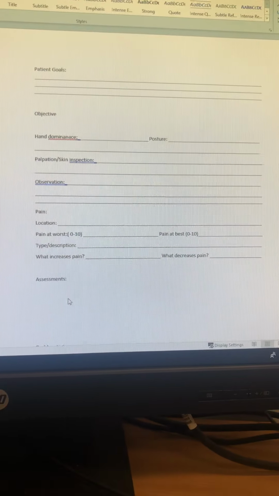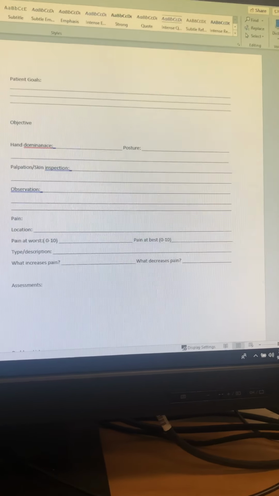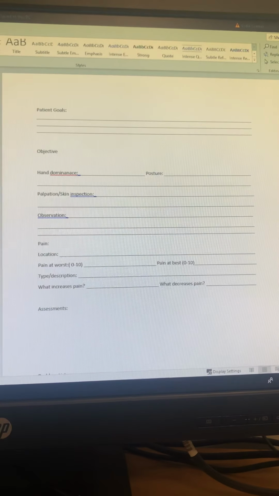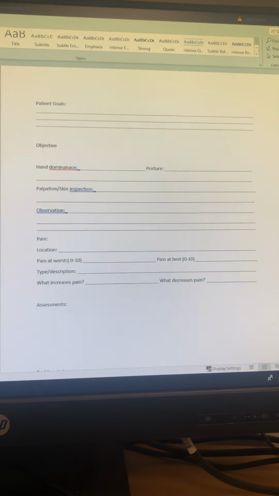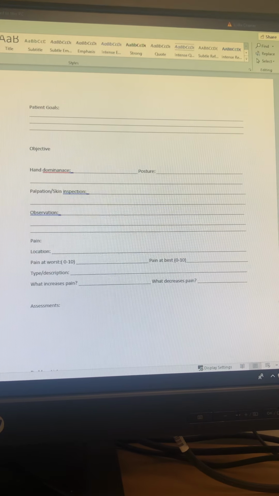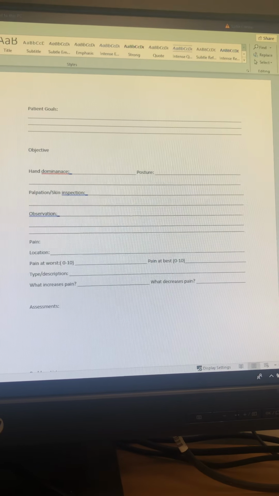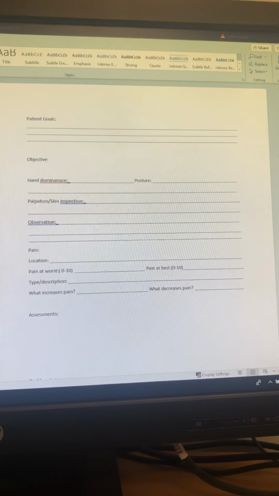So moving on to patient's goals. Yep, just writing exactly that. What does the patient want to do, and what's their goal while they're here, okay? Hand dominance, good job. Most of you got that fine.